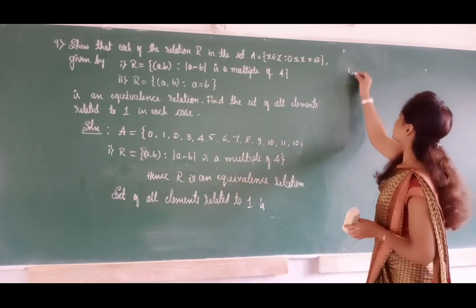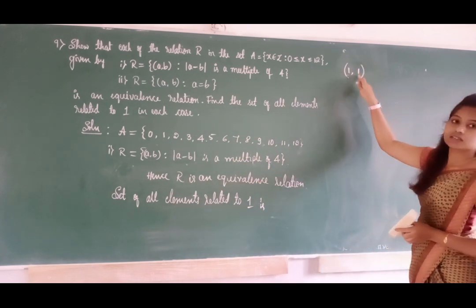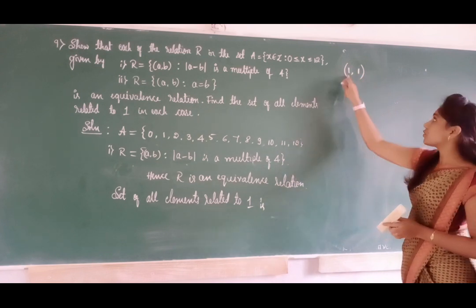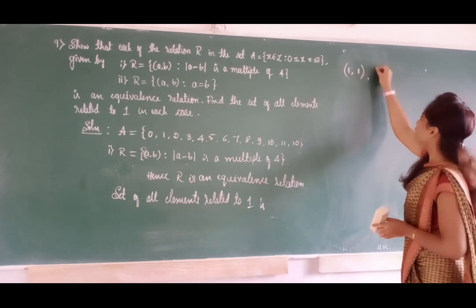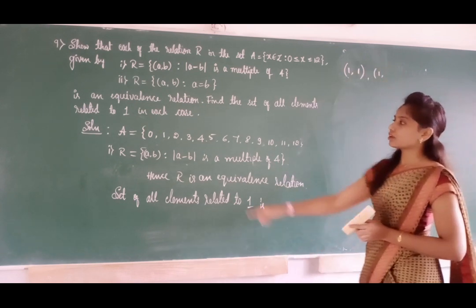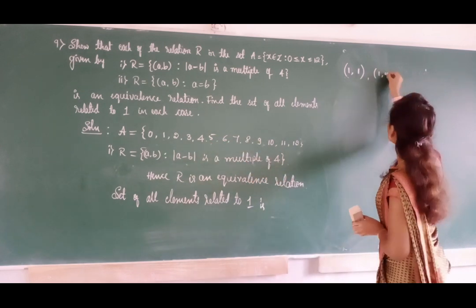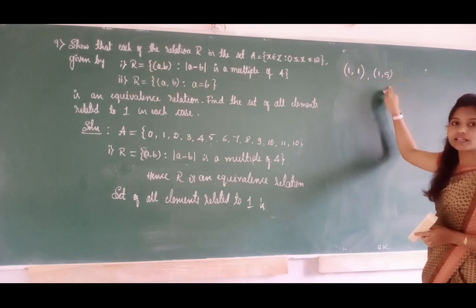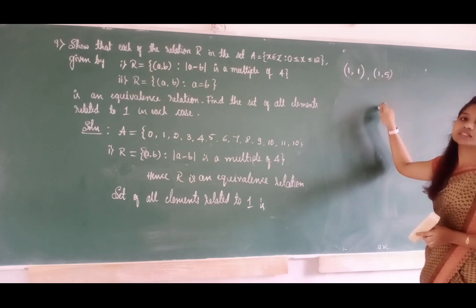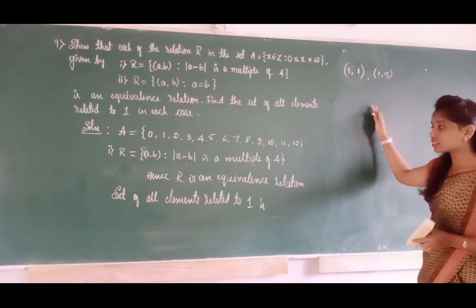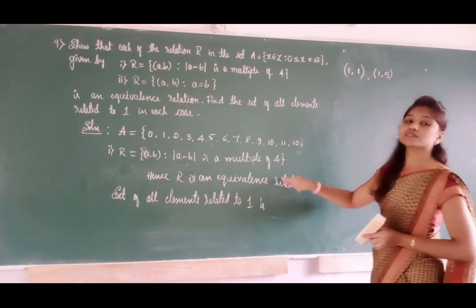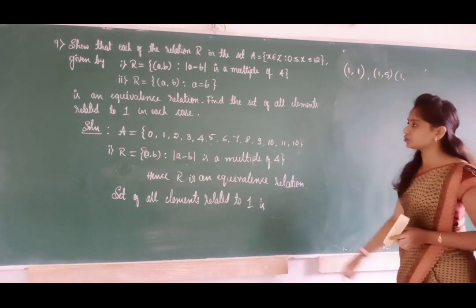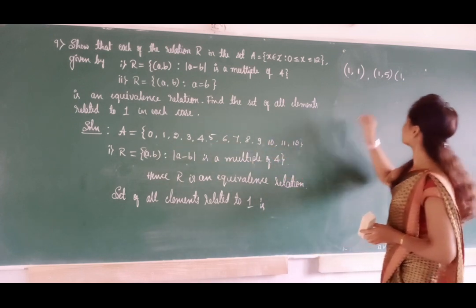So first take 1. 1 is related to 1. 1 minus 1, modulus of 1 minus 1 is 0. 0 is a multiple of 4. That's why 1 is related to 1. Okay, next 1 is related to 5 also, because 1 minus 5, modulus of 1 minus 5 is modulus of minus 4. This implies plus 4. Plus 4 is a multiple of 4 only. That's why 1 is related to 5. Okay, next 1 is related to 9 also. Why?